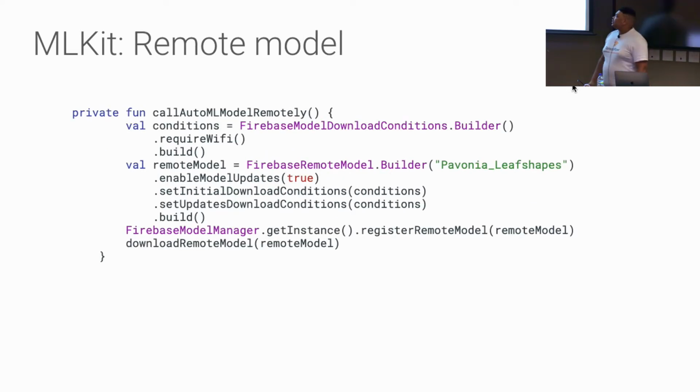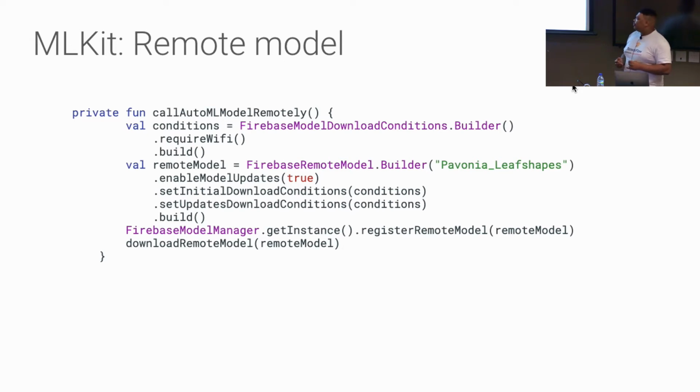For a remote model, it's a little bit more code. So you're obviously going to do something very similar. You're going to create a builder, and this builder is kind of like a few conditions where you want to say, I only want to download this model from Firebase when there's Wi-Fi. I want to make sure that I do enable updating of this application.